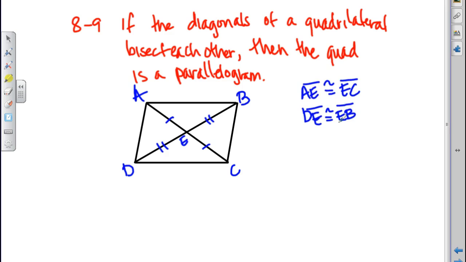All right, so the diagonals of a quadrilateral cut each other in half or bisect each other. So if they mark these two equal and these two equal, we know that this is a parallelogram. All right, so let's grab a couple more examples and then we'll be finished.